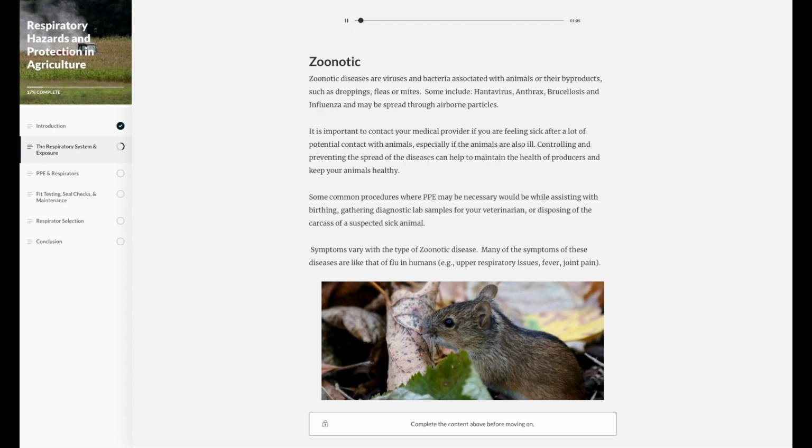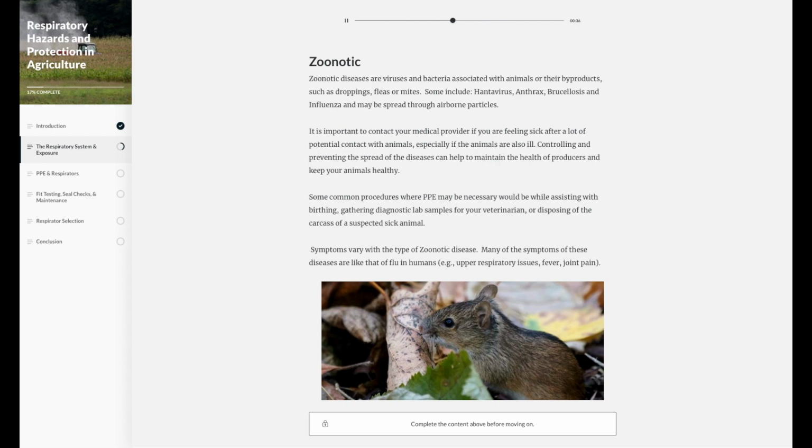Zoonotic diseases are viruses and bacteria associated with animals or their byproducts, such as droppings, fleas, or mites. Some include hantavirus, anthrax, brucellosis, and influenza, and may be spread through airborne particles. It is important to contact your medical provider if you are feeling sick after a lot of potential contact with animals, especially if the animals are also ill.